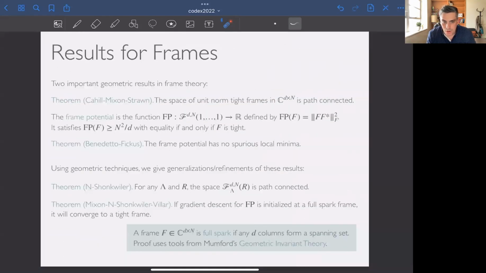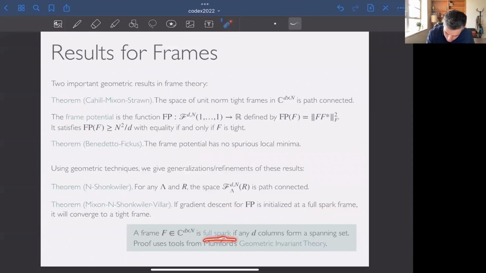And then we also, together with Dustin Mixon and Clay and Soledad-VR, refined these Benedetto and Fickus results and showed that if I initialize gradient descent for the frame potential at a full spark frame, then the descent will always converge to a tight frame. In particular, the full spark frames, okay, so what are those actually?